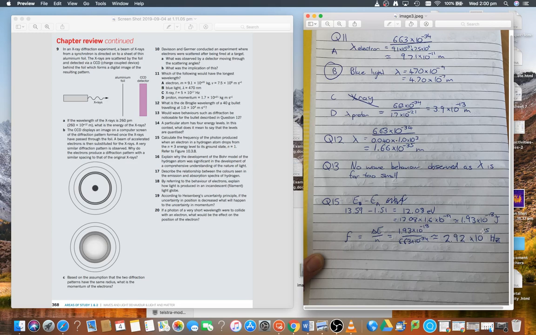That's close to visible, but no, it's actually 10 to the 14 that's typically visible. This is actually ultraviolet. You can also recognize visible from the types of photon energies when you've done enough of these questions. And this is in the ultraviolet.